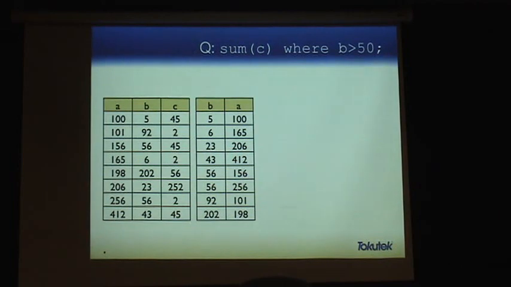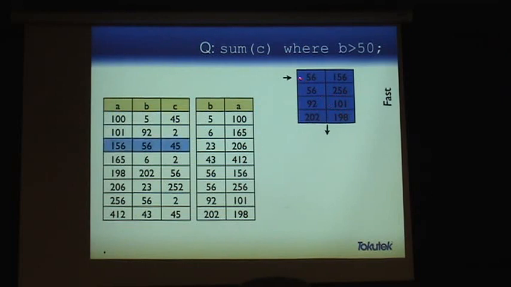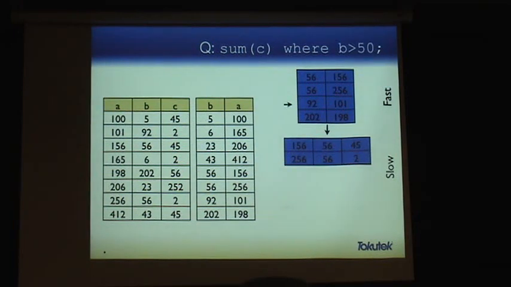But if you have a query, select sum of C where B is greater than 50, the information for which rows have B greater than 50 is located in the index, but the value of C that you're going to be summing is not located in the index. So what ends up happening is a bit of a slow operation. You get the row identifiers here, which is fast, but now for each individual row you need to go and pick out what the value of C is. These individual point queries that are occurring are pretty slow.